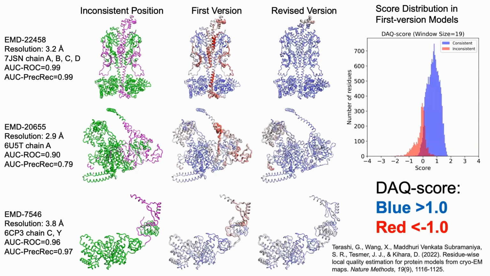The good thing is that this DAQ score is already normalized. So even in different local resolutions or different quality, we can always use these absolute values. Basically, if the DAQ score is lower than 0, a negative value is bad, and a positive value is good. It's very easy to understand. Positive is good, negative is bad.